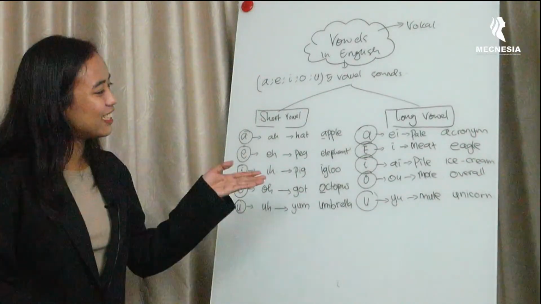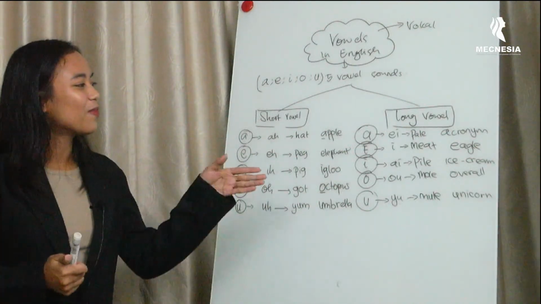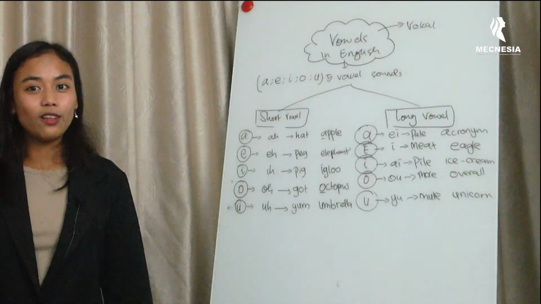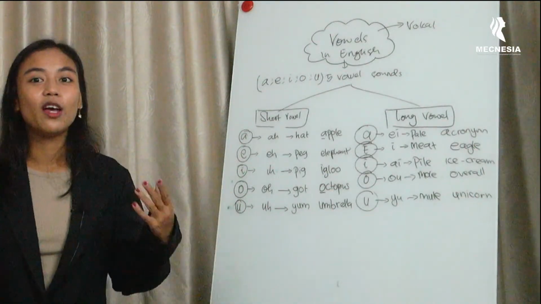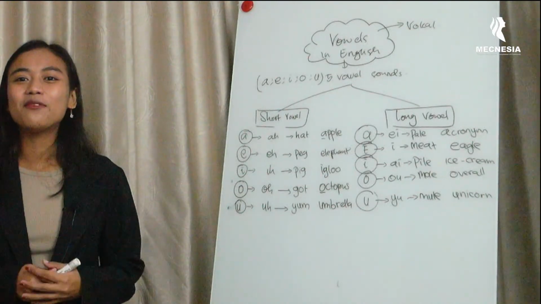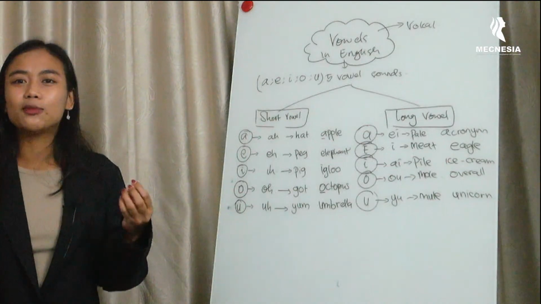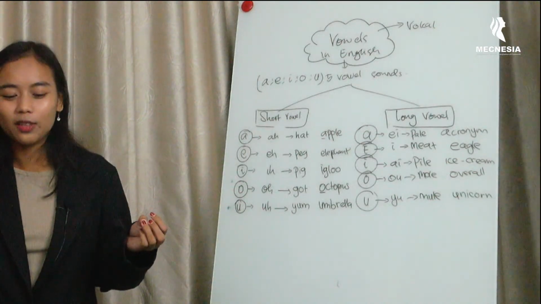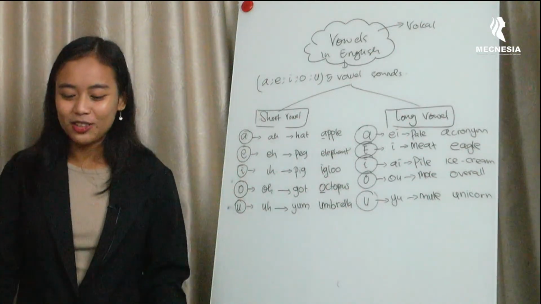The next one is ice cream. Ice cream is es krim. The next, overall. Overall is keseluruhan. The next one we have unicorn. Unicorn means hewan yang seperti kuda yang ada tanduknya itu. Kids usually like it. Biasanya anak-anak suka unicorn.